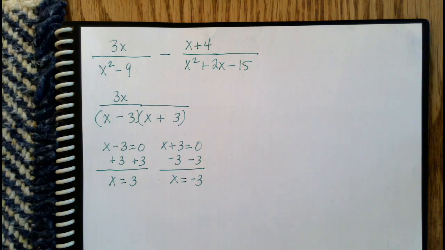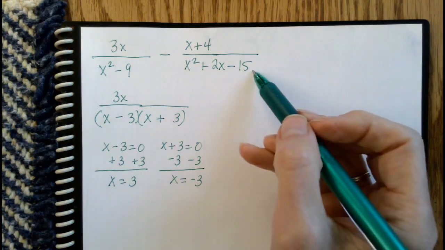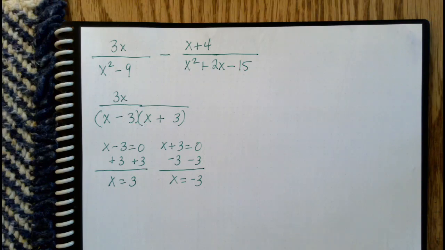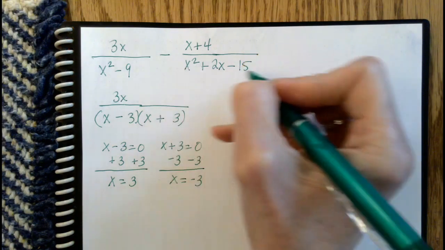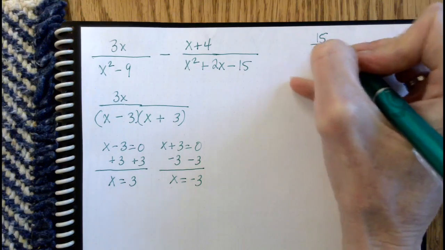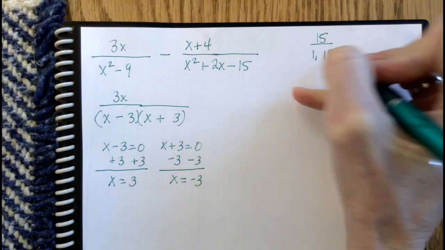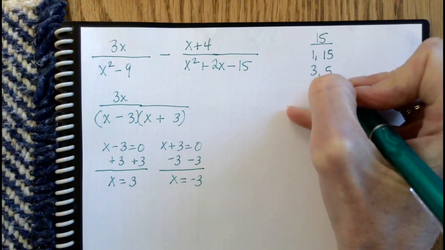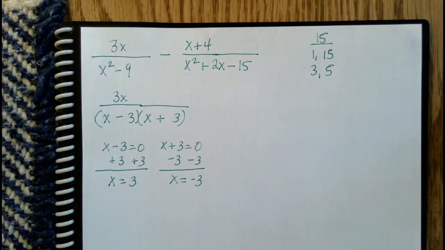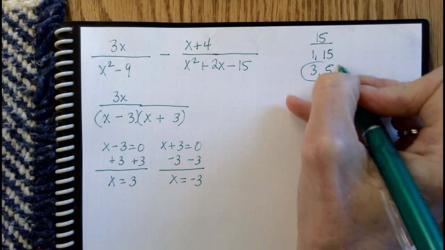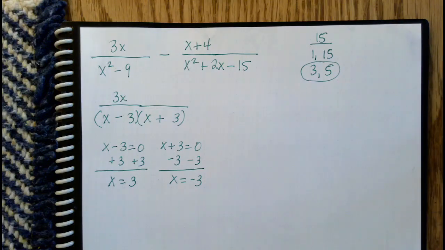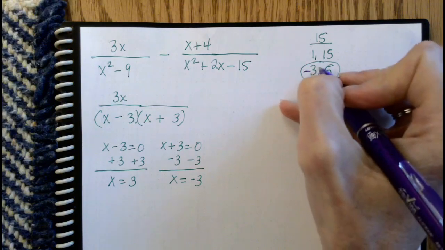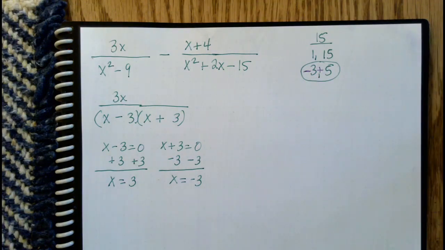But we do need to also factor the x squared plus 2x minus 15, which means we're going to have to split the middle. So 1 times 15 is 15. And the factors of 15 are 1 and 15, and 3 and 5. What we're looking for is values that add or subtract to be 2. And in fact, it's going to be 3 and 5. Even more so, it's going to be negative 3 plus 5. 5 minus 3 is 2.